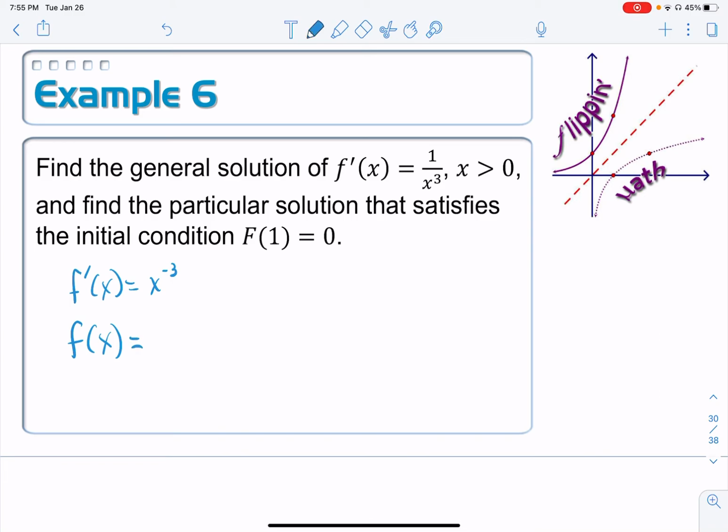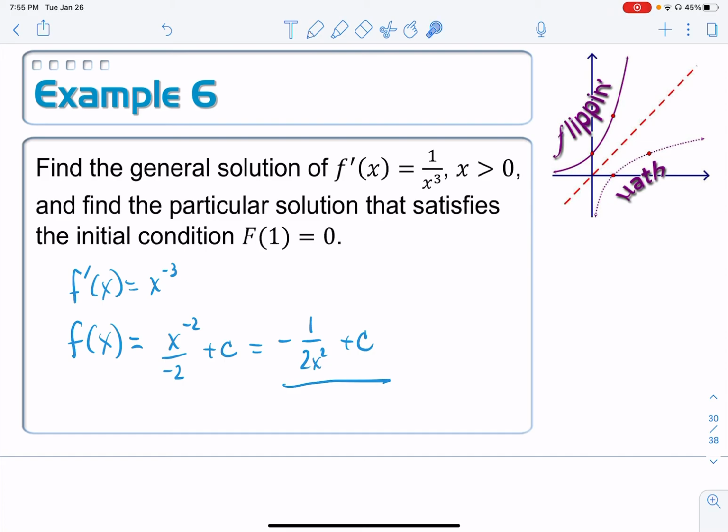Let's see, I'm going to add 1 to the exponent, so it's going to be x to the -2, divide by that new exponent, and then put a plus c. Let's rewrite this, make it look pretty: -1 over 2x squared plus c. So there's your general antiderivative, which represents an infinite number of solutions.